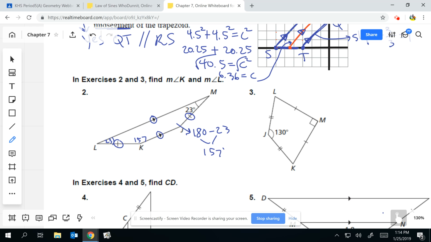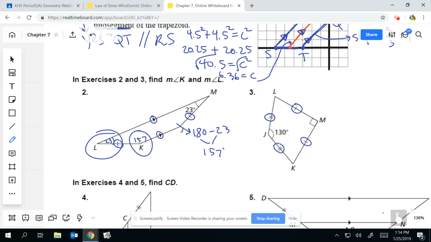So they want angle K and L. L is here, K is here. You got your two angles. So that was a trapezoid. Number 3 is a kite. You got two sides next to each other that are equal, and the other two sides are equal.